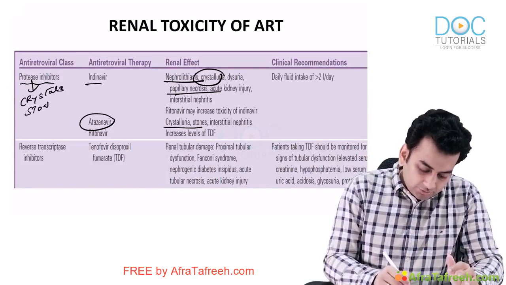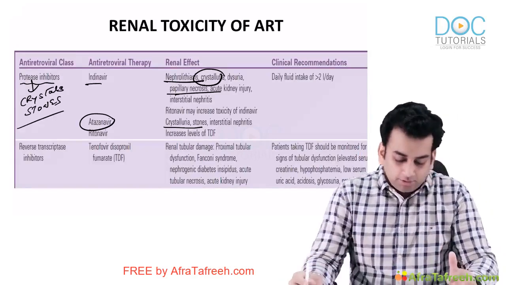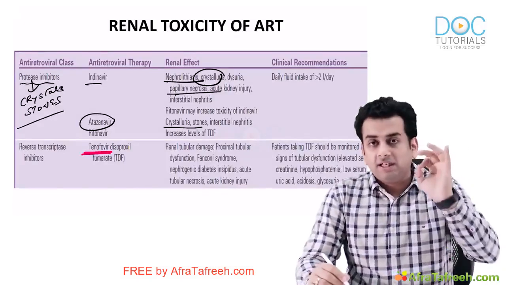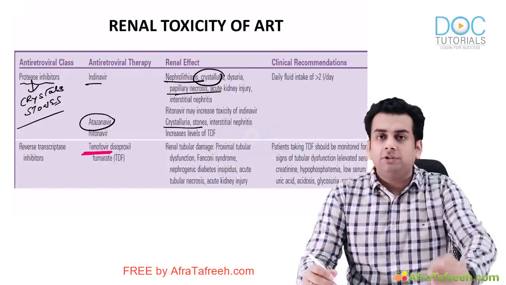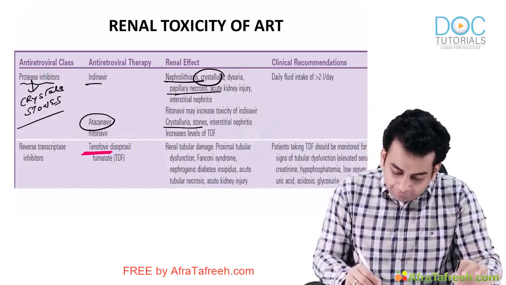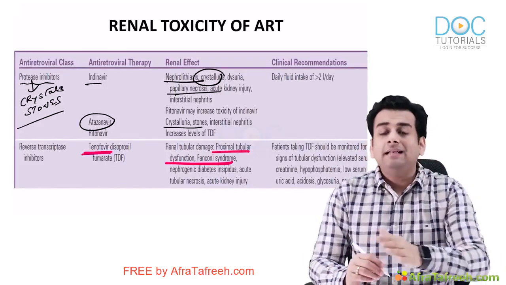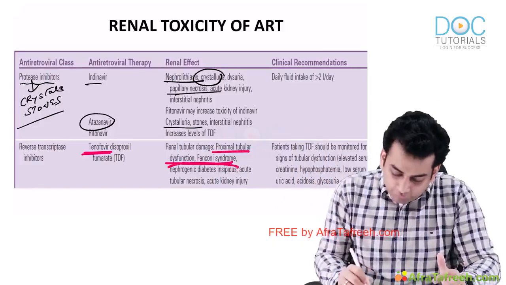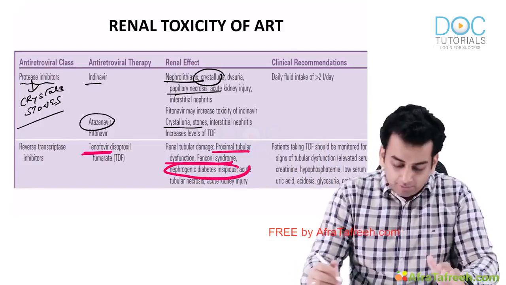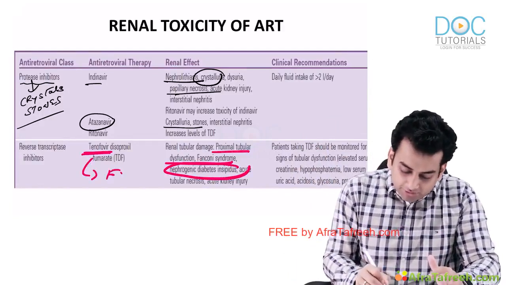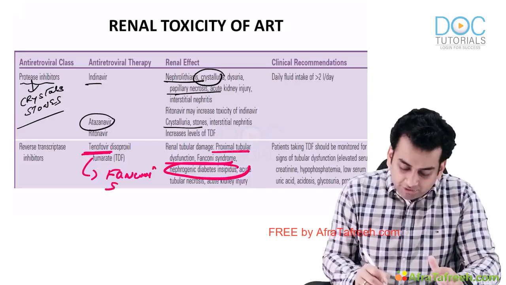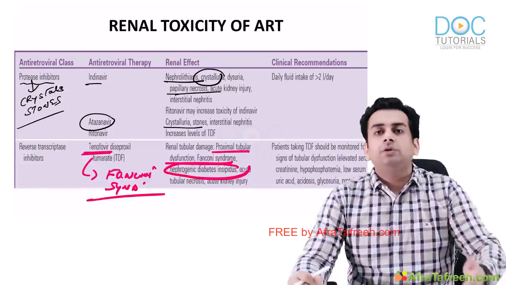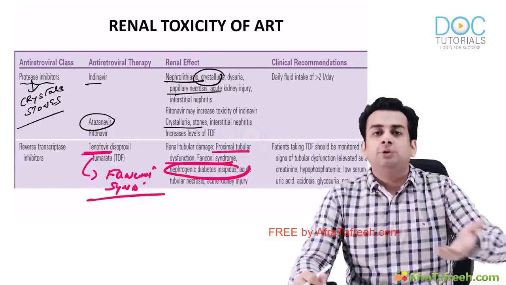Coming to the reverse transcriptase inhibitors like tenofovir, it does the classical proximal tubular damage leading to Fanconi's syndrome. Rarely it can cause damage to the distal tubule in the collecting duct and cause nephrogenic DI also. But we are most importantly associating it with Fanconi syndrome, that is the global PCT damage, and it will lead to glycosuria, aminoaciduria, proteinuria, cystinuria, etc.